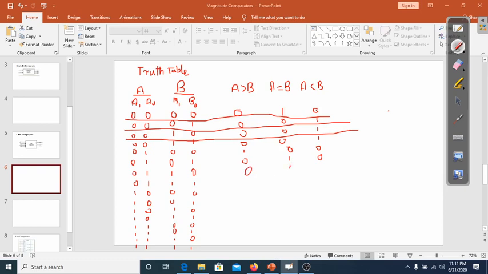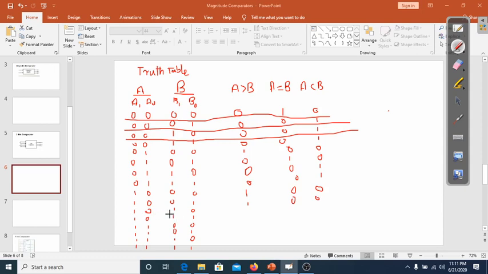0, 0, 1. Then next 0, 1, 1, 1, here a is less than b, so I can write it as 0, 0, 1. Okay, then 1, 0, 0, 0, here a is greater than b and the remaining outputs are 0. For 1, 0, 0, 1, here a is greater, again a is greater than b, the remaining outputs are 0.